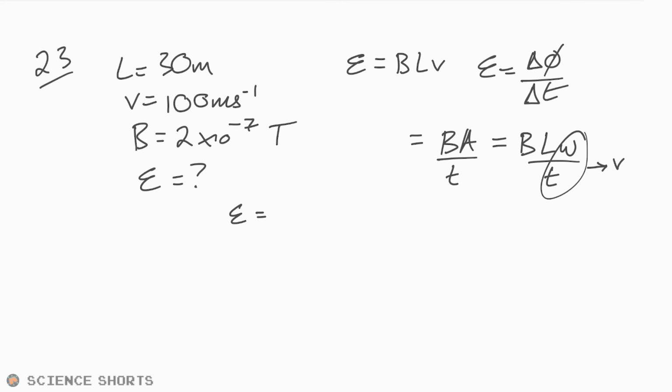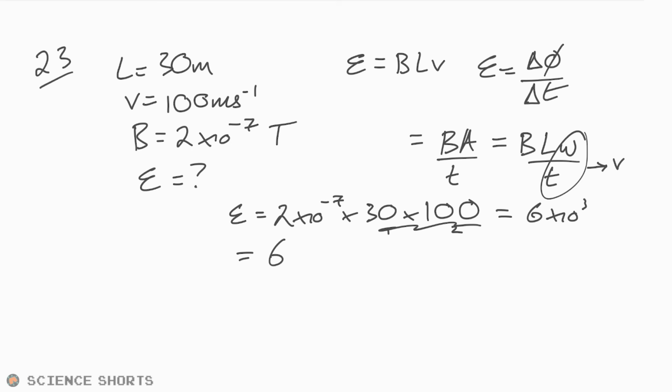Easy peasy. So BLV, so there's going to be 2 times 10 to the minus 7 times by the length of 30 meters times by the speed of 100. So yeah, I think it's going to be 6. That's the only one that it can be. And so that's 2 times 30 times 100. And so that's going to be 6 times 10 to the minus 4. And so there's going to be 600 microvolts.